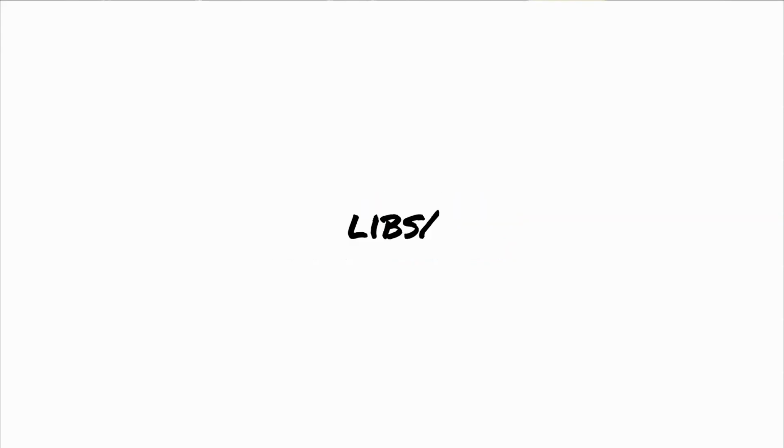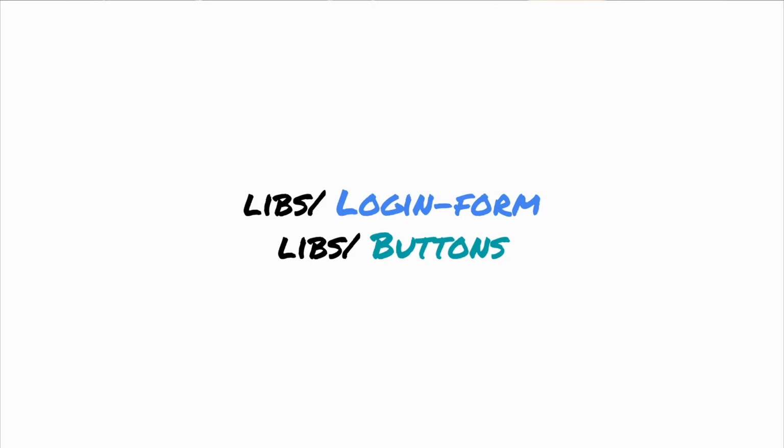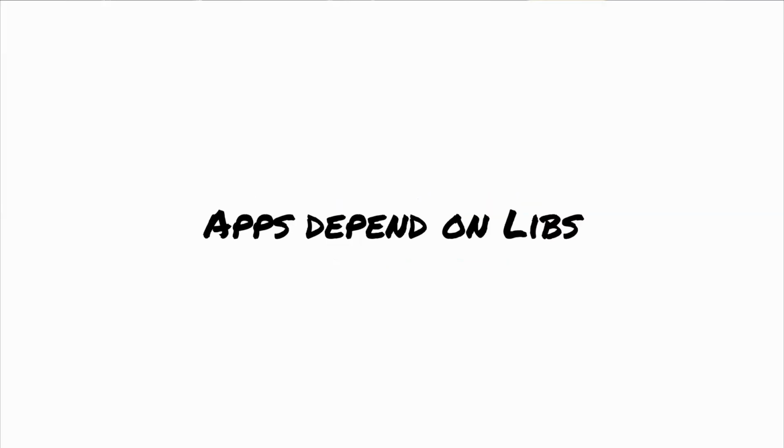The next part of that structure is the libs directory. We haven't done libs because we don't have any library, but all your libraries, so the smaller parts of applications, will live inside this libs directory. So for example, if you have a login form package that contains a login form module, it will be in libs/login-form, and pretty much the same with buttons. So all these libs are reusable and apps depend on the libs.